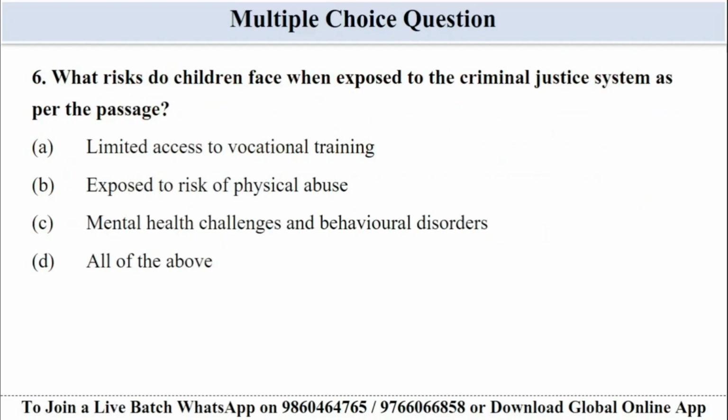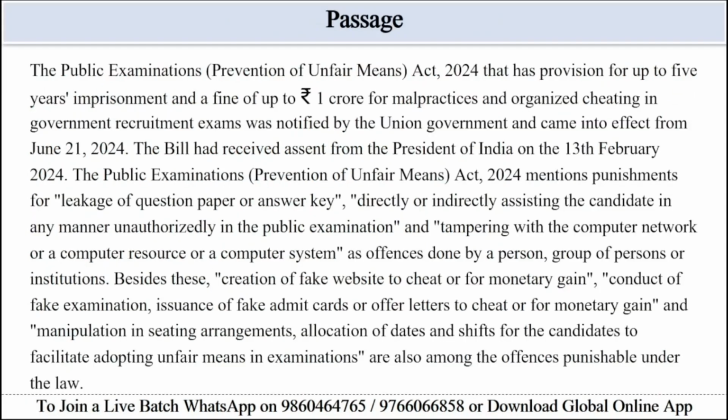So the correct answer will be option D, all of the above. So guys, we worked through a passage. The Public Examination (Prevention of Unfair Means) Act 2024, which has provision for up to 5 years imprisonment and fine up to 1 crore for malpractices and organized cheating in a government recruitment exam, was notified by the Union Government and came into effect from June 21, 2024. The bill had received assent from the President of India on the 13th February 2024.